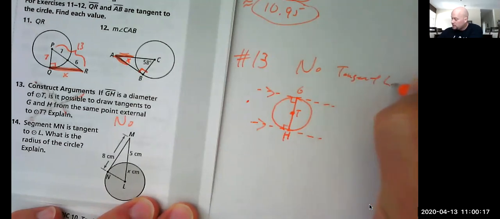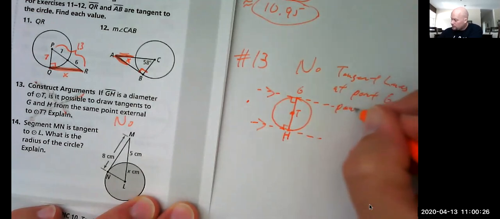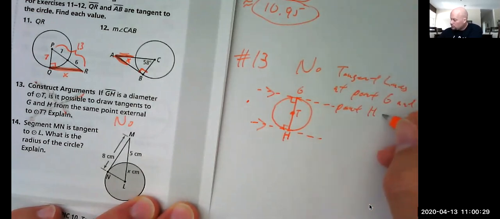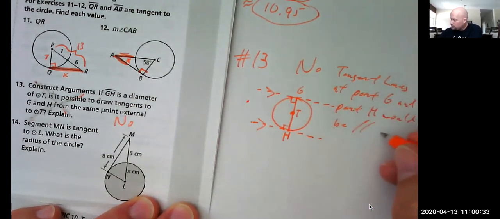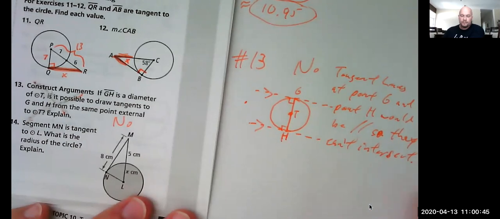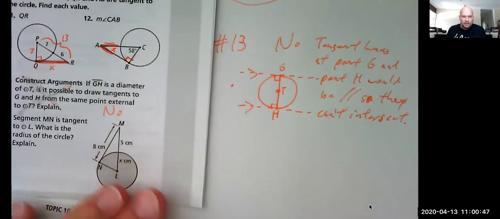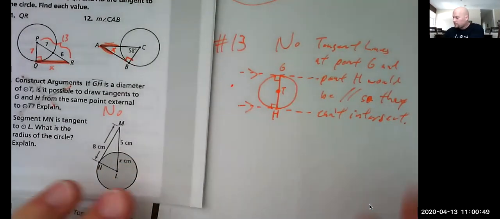Tangent lines at point G and point H would be parallel, so they can't intersect. All right, so that'd be a good reason on that one. All right, let's go to 14.